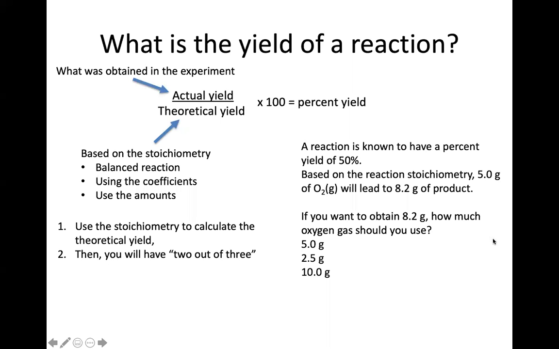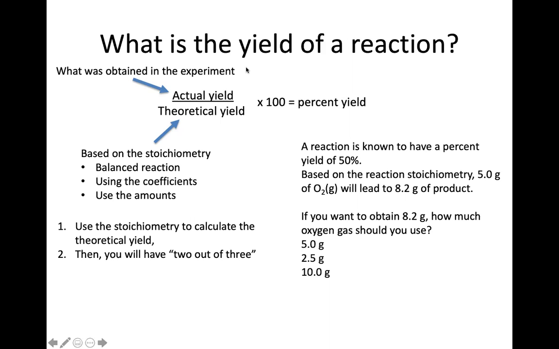Now it gives us specifics about the reaction. When I read "based on the reaction stoichiometry," I'm thinking, okay, based on the theoretical amounts, 5 grams of O2 would give me 8.2 grams of product. So in a way, they're already giving me the theoretical description.